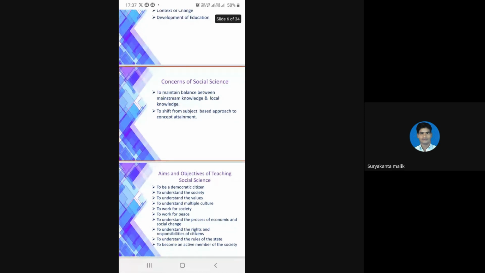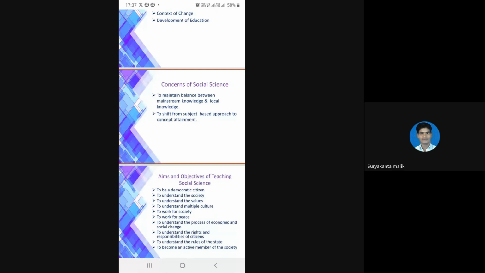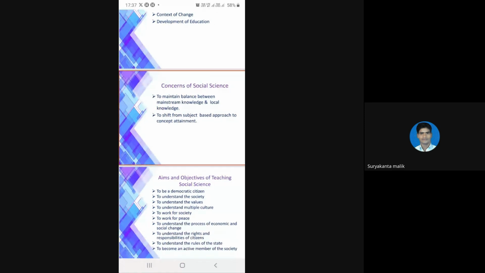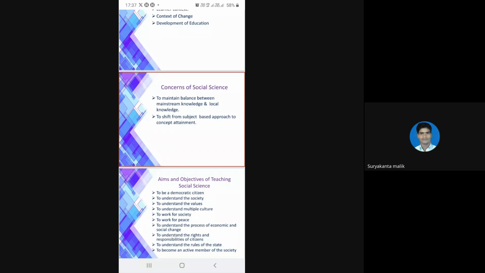Aims and objectives of teaching social science: another is to understand the society. Already we have discussed it. To understand the multiple cultures, as I already told you, India is a land of culture. We have different cultures. So the responsibility of teaching social science is that our children must know about all cultures, must give equal respect to all other cultures, and there must not be any conflict between cultures. They may live in one culture, but they must learn to give respect to other cultures.